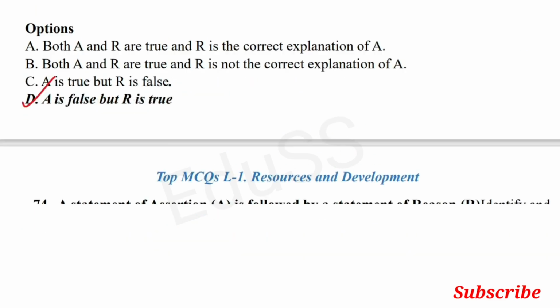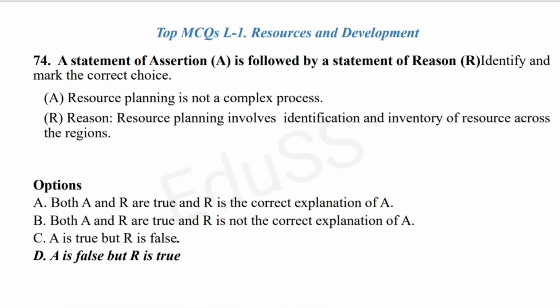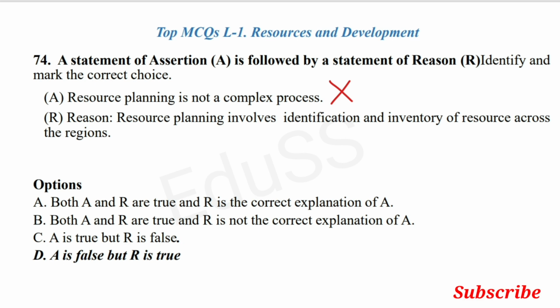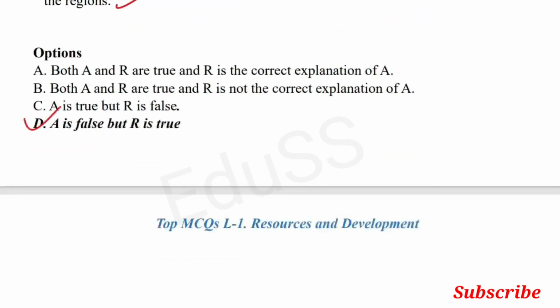Now moving to the next. Now let us see the assertion statement. Resource planning is not a complex process. Now this statement is wrong. Resource planning is a complex process. Now let us see the reason. Resource planning involves identification and inventory of resources across regions. This is correct. R is correct. So here the correct option is A is false and R is true.